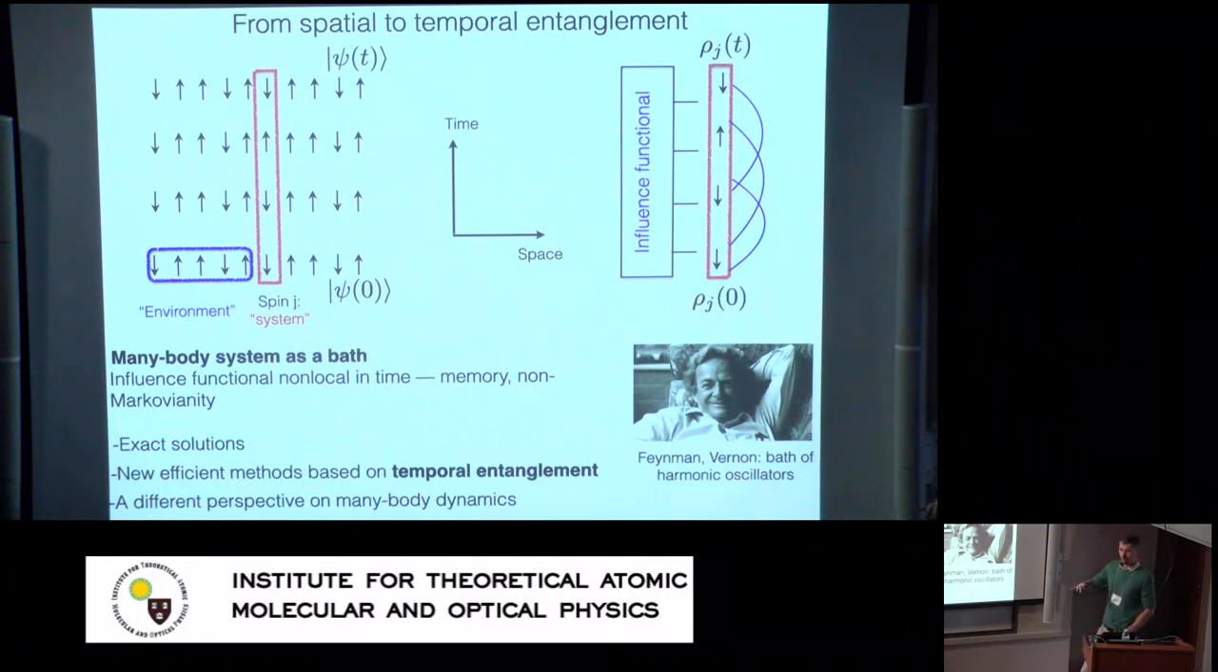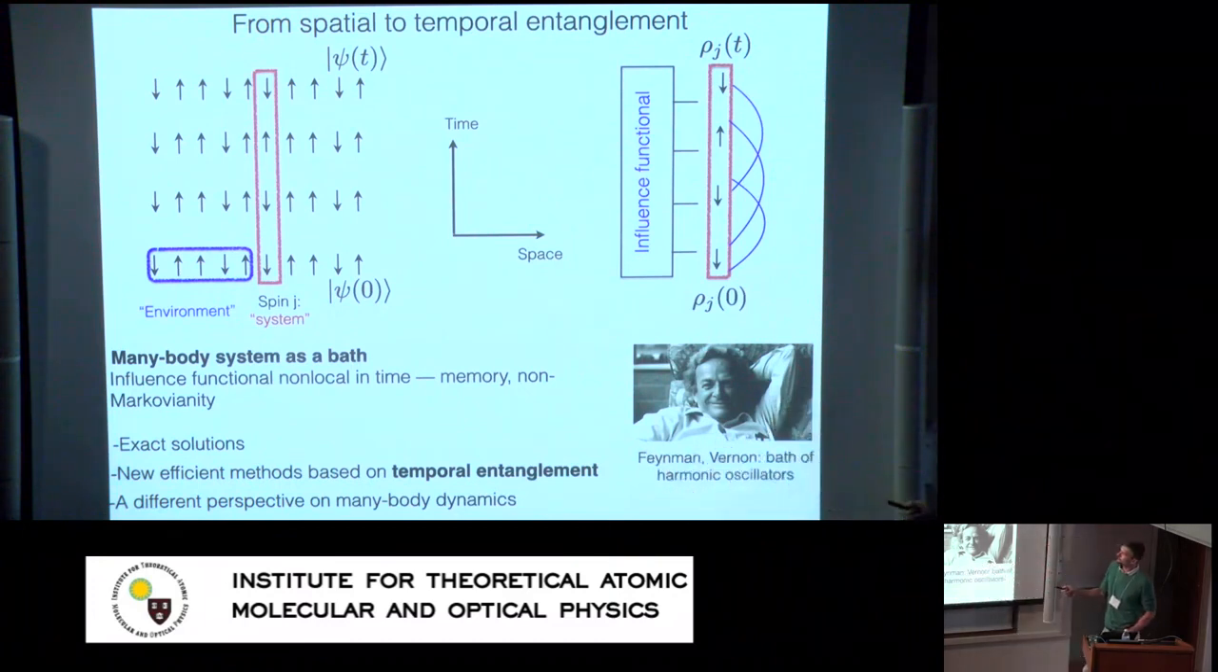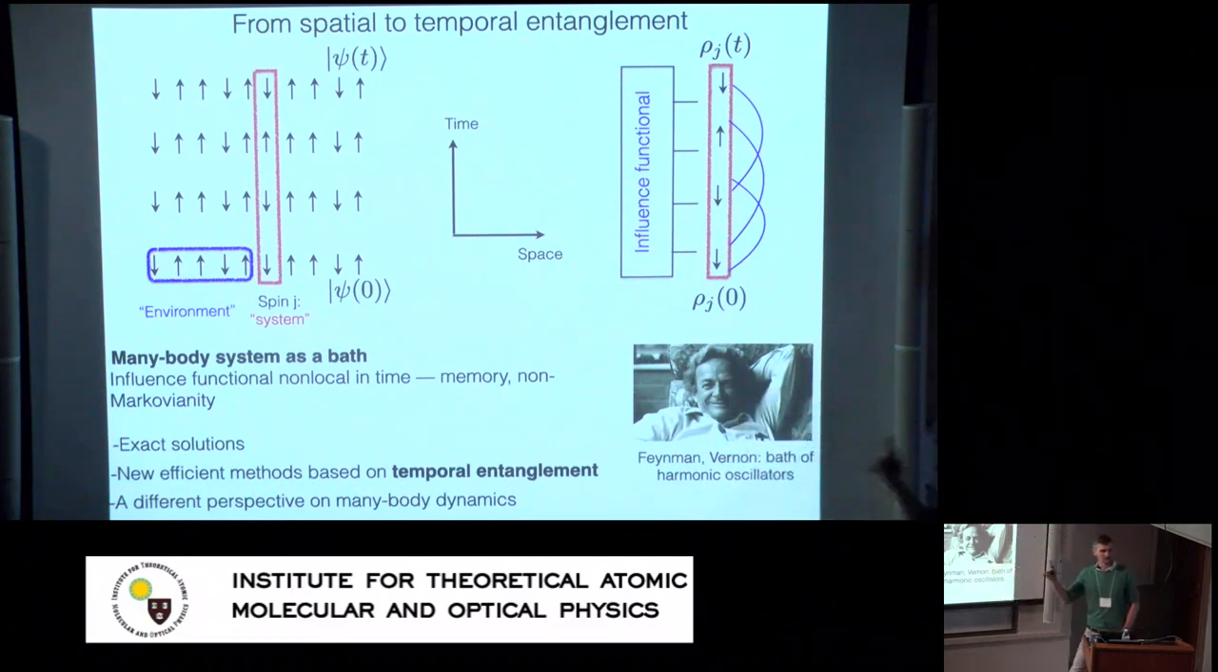And then, so this gives us a different view on this problem. Instead of thinking about the full wave function, we describe the effect of the bath. And that's encoded in the influence functional due to Feynman and Vernon, which is essentially a functional on the space of trajectories, time trajectories of your subsystem. And I will explain a little bit more what it is.